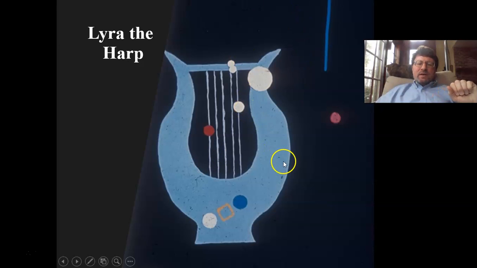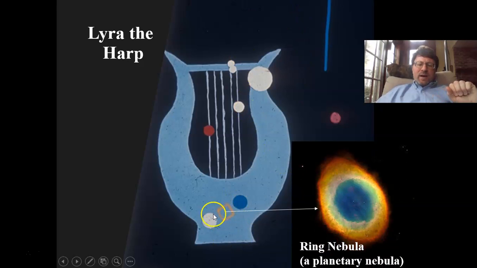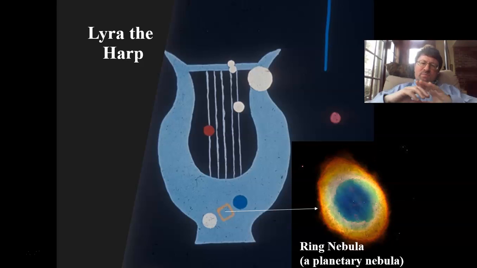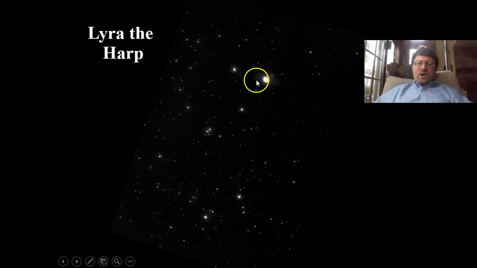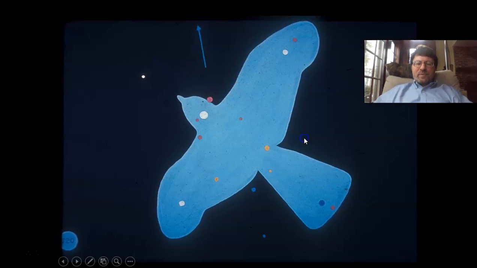Now, the square down here represents the Ring Nebula. That's a planetary nebula. Remember what's at the center of planetary nebulae? White dwarfs. They were the cores of those stars. Once those stars blew off their outer layers to make the planetary nebula, the core that's revealed in the center we now call a white dwarf. And this star up at the top here, that is Vega, the brightest star in the Lyra the Harp constellation.